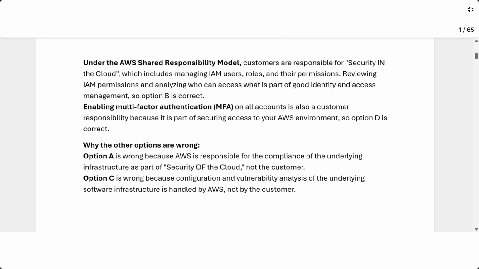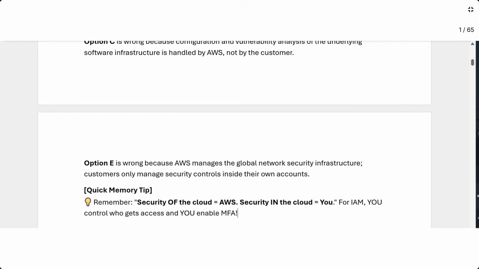Why the other options are wrong? Option A is wrong because AWS is responsible for the compliance of the underlying infrastructure as part of security of the cloud, not the customer. Option C is wrong because configuration and vulnerability analysis of the underlying software infrastructure is handled by AWS, not by the customer. Option E is wrong because AWS manages the global network security infrastructure. Customers only manage security controls inside their own accounts. Remember, security of the cloud is AWS, security in the cloud equals you. For IAM, you control who gets access and you enable MFA.